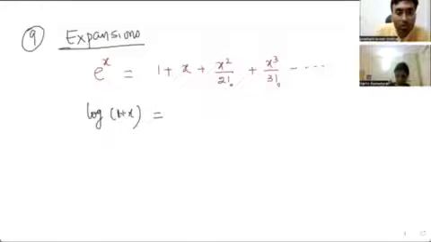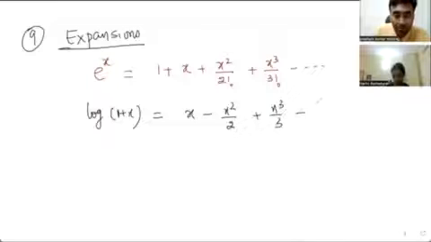If it is log of 1 plus x, 1 plus x, not 2 plus x, then the expansion is x minus x squared by 2 plus x cubed by 3 minus x to the power 4 by 4.